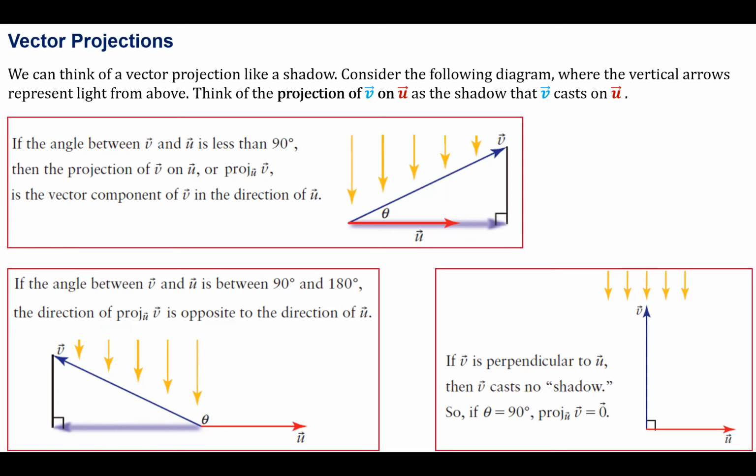First, if the angle between vector v and vector u is less than 90 degrees, as shown here, theta is less than 90 degrees, then the projection of v on vector u, or we can use this symbol to denote this kind of projection, is a vector component of v in the direction of u. So here, this vector, the purple one, is the projection of vector v on vector u.